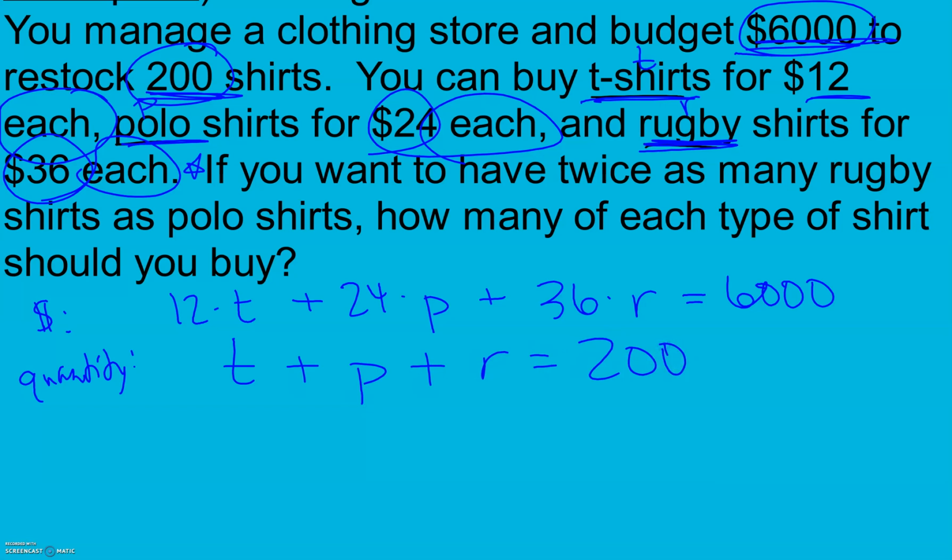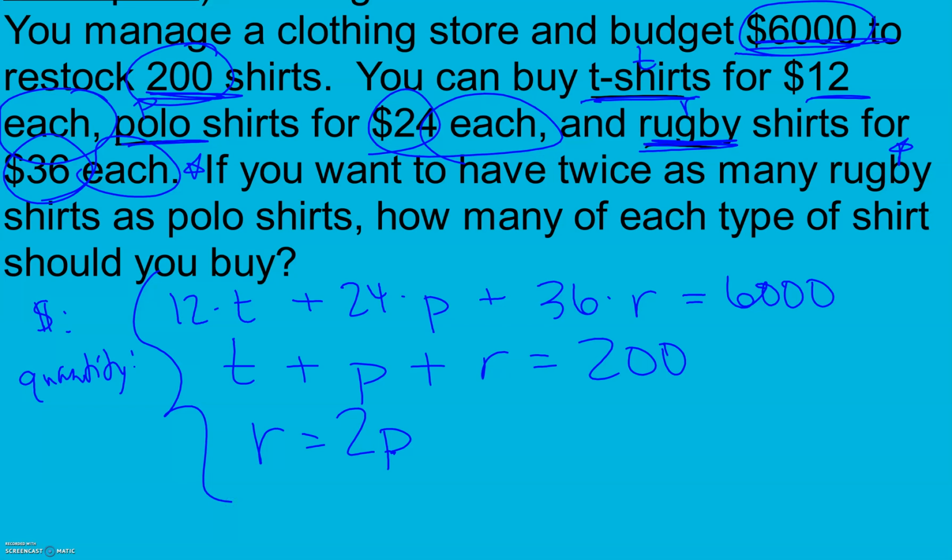Keep in mind, we need at least as many equations as we have variables. Here I have 3 variables, so I need 3 equations. And the third one comes from the starred sentence here. We want to have twice as many rugby shirts as polo shirts. So we have to ask ourselves, which one do we want more of between rugby and polo? Well, we want twice as many rugby shirts as polo shirts, so rugby is going to be more. Rugby is going to be twice as many as polo. So 2p equals r, because we want more rugby, so I take polo times 2.